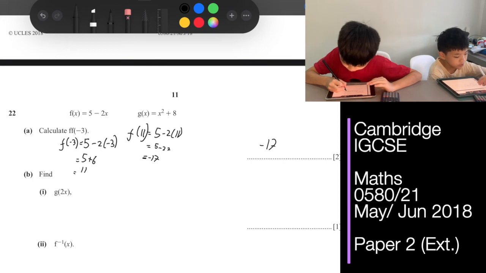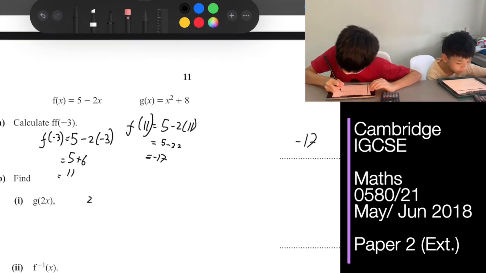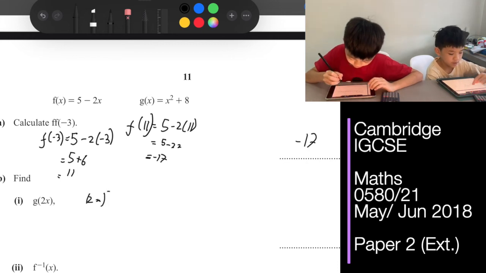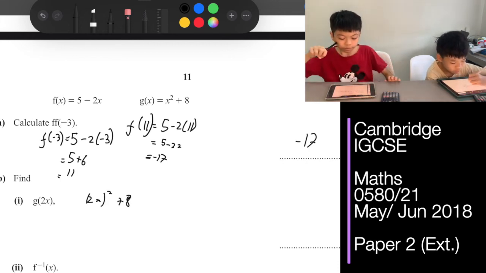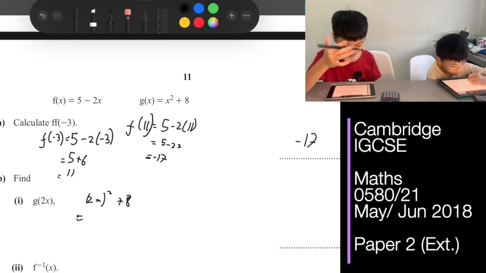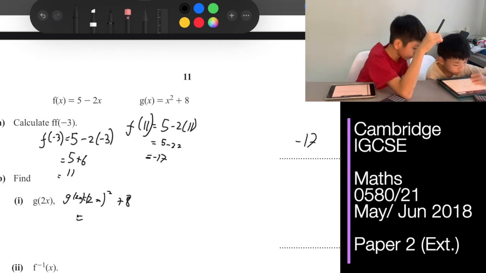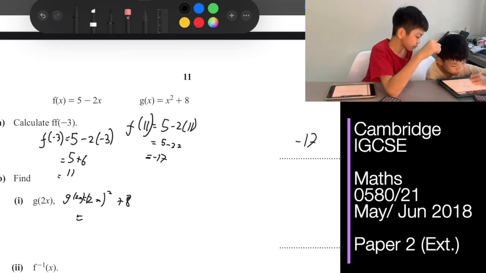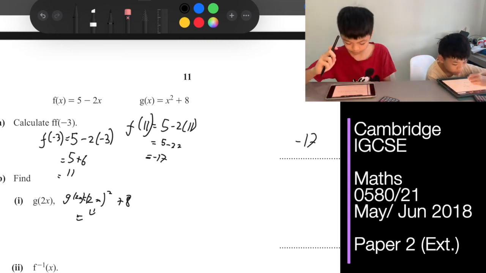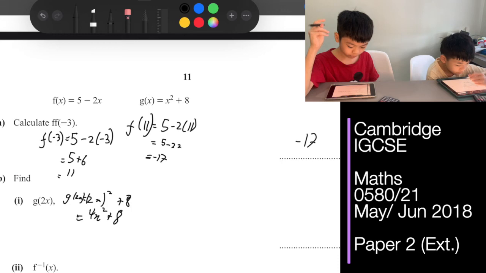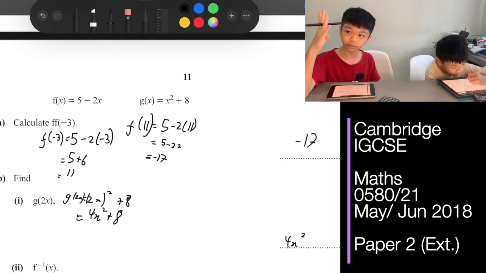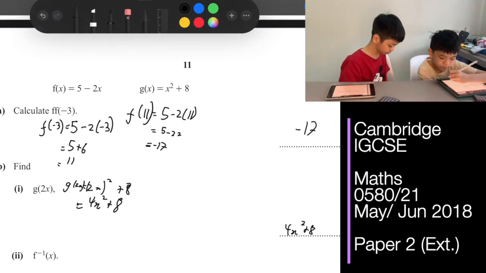Okay, for question 22b, we need to find 22b1, g(2x). So that would be (2x) squared plus 8, which is equal to 4x squared plus 8.